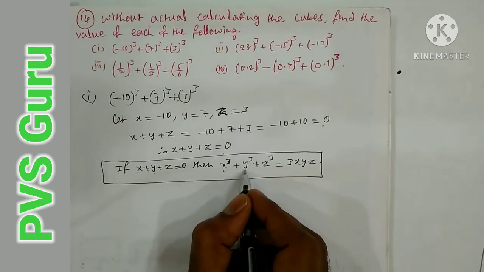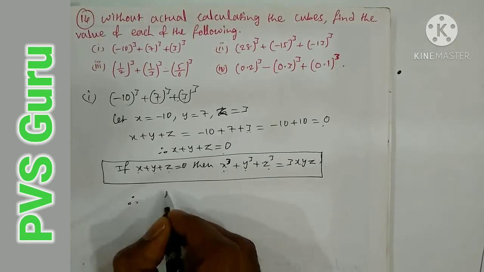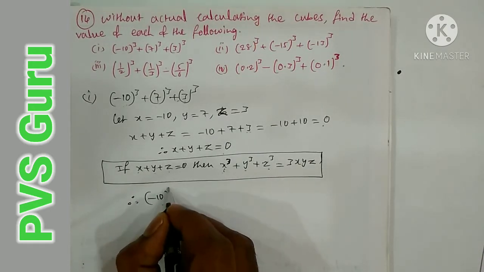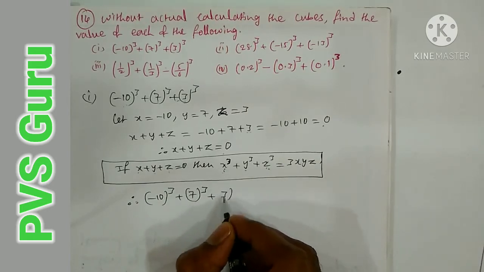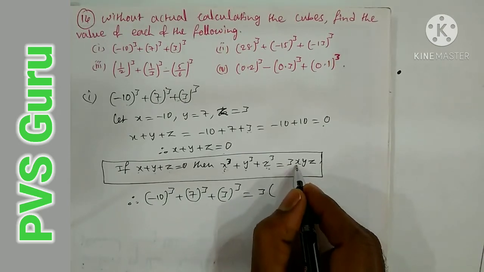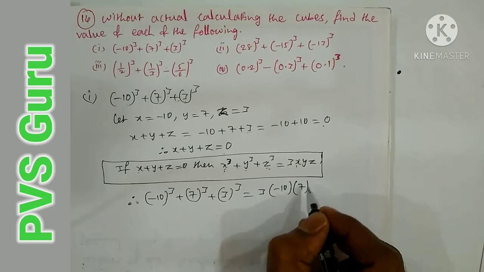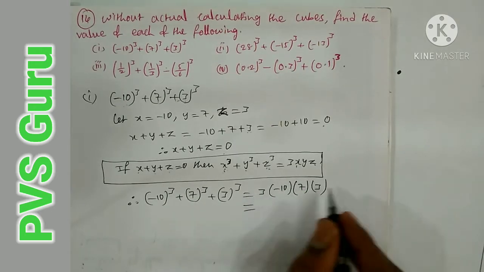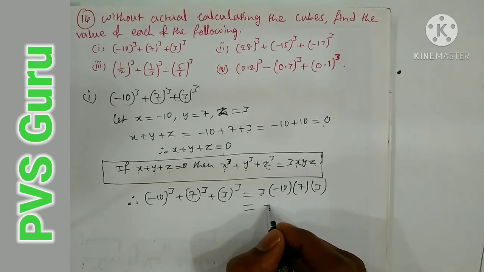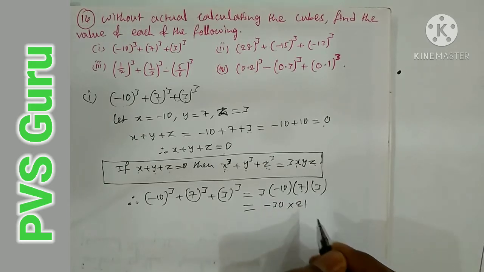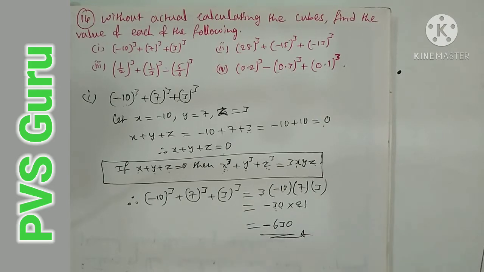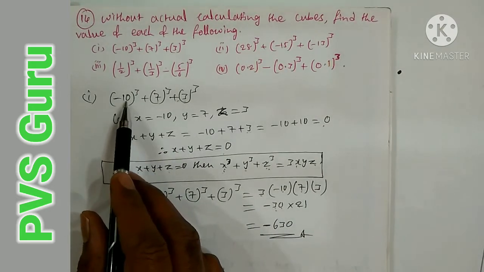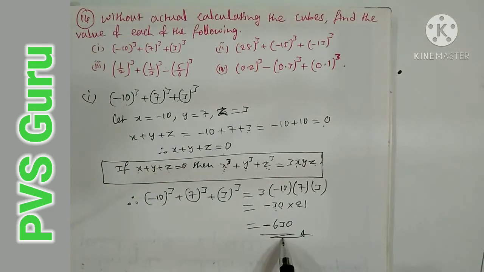Then you substitute the x value, y value, z value here. So (minus 10) whole cube plus 7 whole cube plus 3 whole cube is equal to 3 into minus 10 into 7 into 3. Now you multiply these values. 3 into minus 10 is minus 30, into 7, 3 sevens are 21, then the zero, 3 ones are 3, 3 twos are 6. Minus 630 is the answer. So like this, without calculating the cubes, we can calculate the value directly.